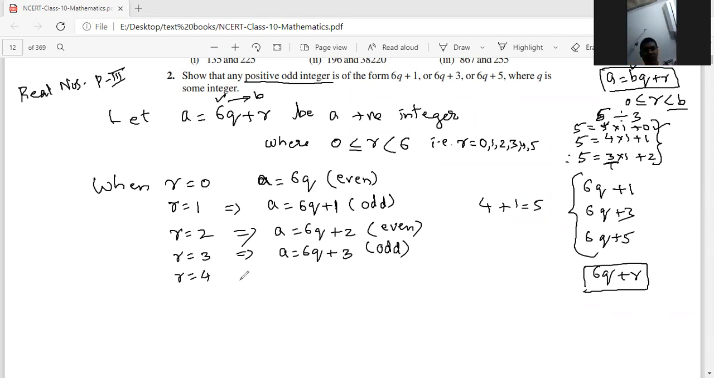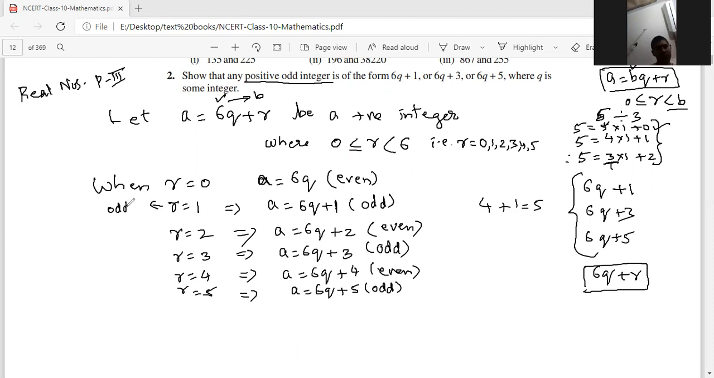So r is equal to 4. When r is equal to 4, a is equal to 6q plus 4, which is again an even number. When r is equal to 5, a will be equal to 6q plus 5, which is an odd number. So see that when we are taking odd numbers, this one is odd, and this is also odd.